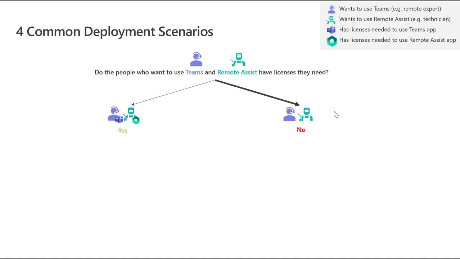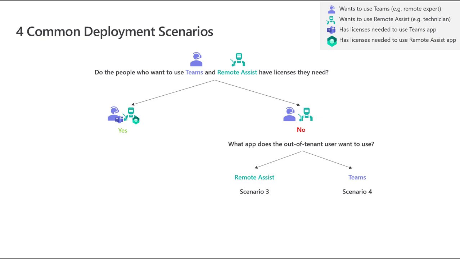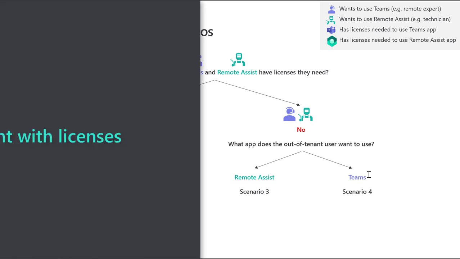However, maybe you actually haven't been able to assign Remote Assist licenses and Teams licenses to the people who need them. This might be because you want someone outside your tenant, like a customer or a vendor, to use Remote Assist or Teams, and you don't know the best way to provide them with licenses. If this is your scenario, then you want to ask yourself another question, which is, do you want the out-of-tenant user to use Remote Assist, either on HoloLens or mobile? Or do you want the out-of-tenant user to use Teams, either on Teams Desktop or Teams Mobile?